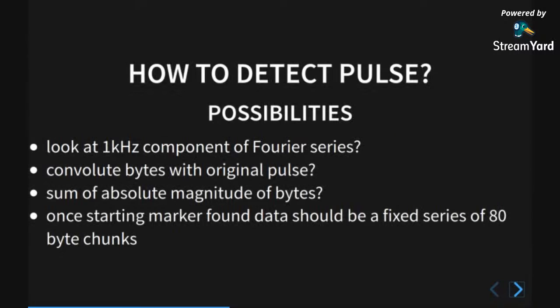But then, how do I detect the pulse? I could look at the 1 kilohertz component of the Fourier series. I could convolute it with the original pulse, or I could just say, how much signal there is. What I ended up doing is I took the easiest course, which was just sum the absolute magnitude of the bytes in a chunk, and if it's over some threshold, then it's a 1. If it's below the threshold, then it's a 0.